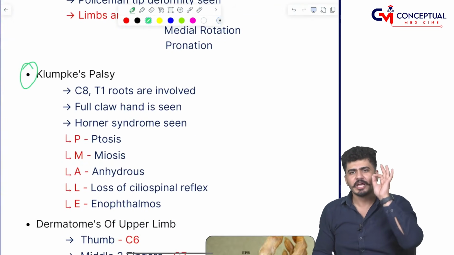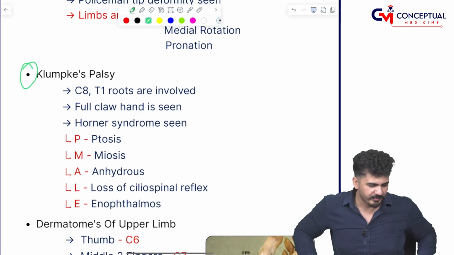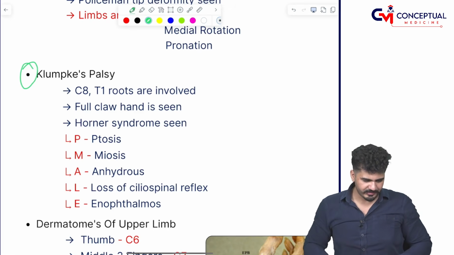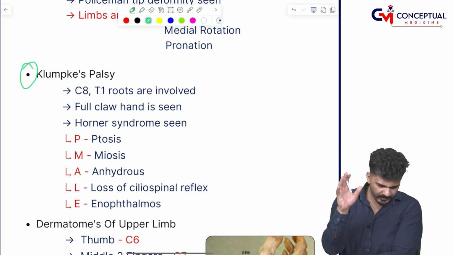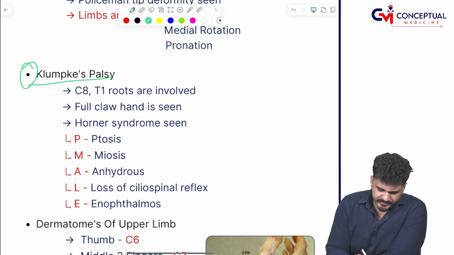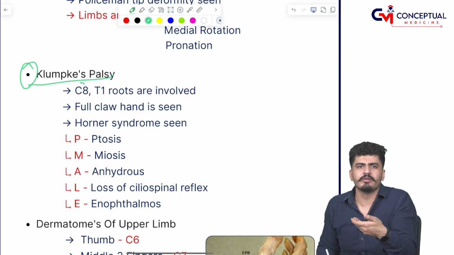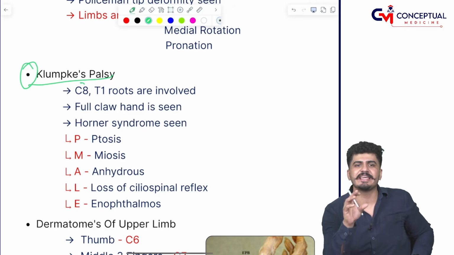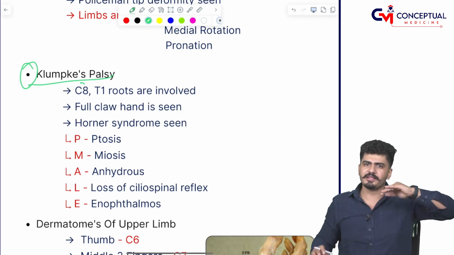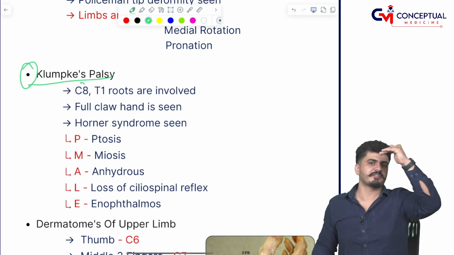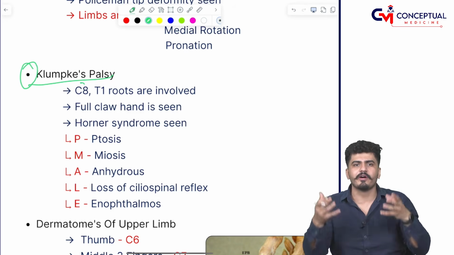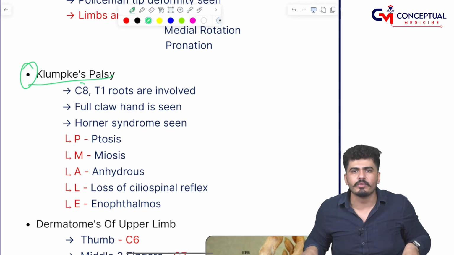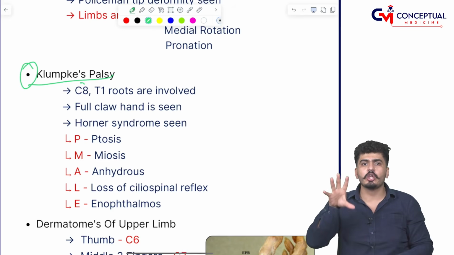Now remember Klumpke's palsy. So two palsies, one question is for sure coming in your upcoming exam, my dear friends. Klumpke's palsy is when lower roots are involved, and the lowermost two roots are C8, T1. In Erb's palsy, upper two roots were involved, C5, C6. Here the lower roots, C8, T1, are involved. Now full claw hand is seen.